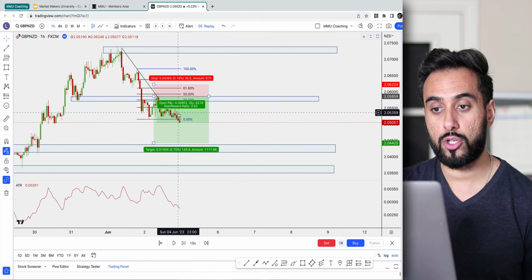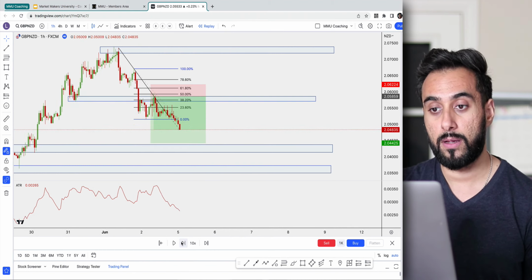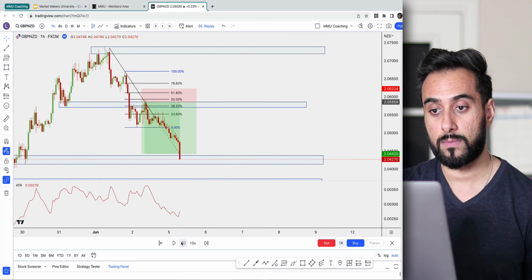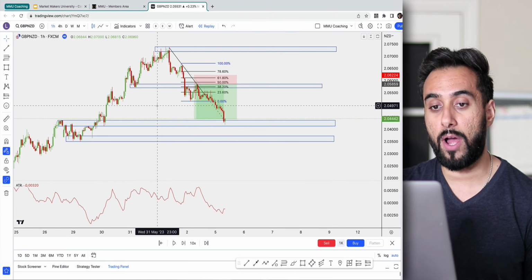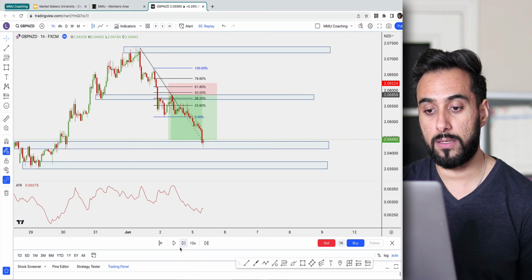We see a shooting star candle formation. We see 3 red candles. So at this point, our take profit got hit. So now this trade is closed. Let's continue.